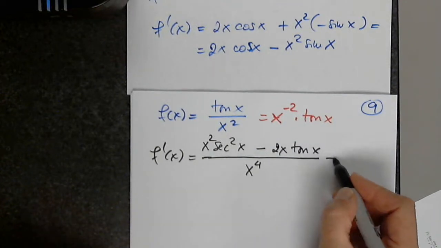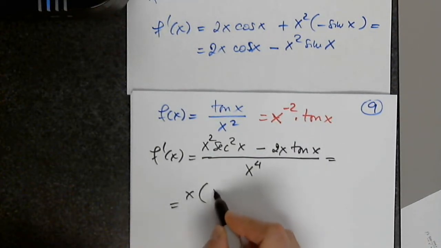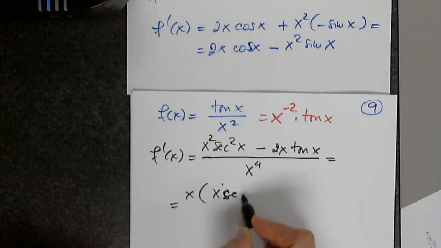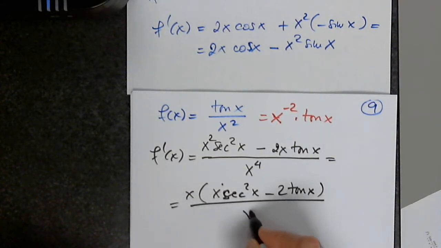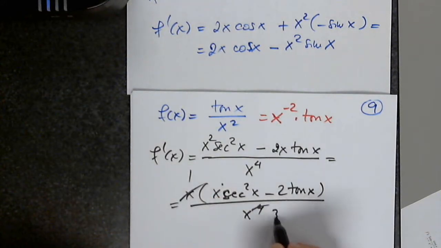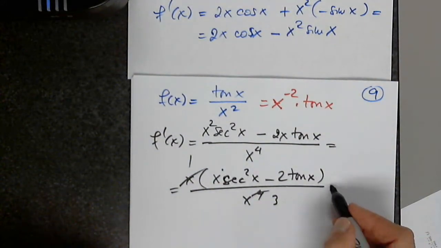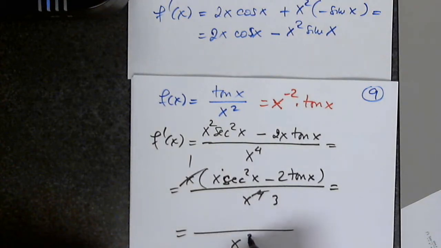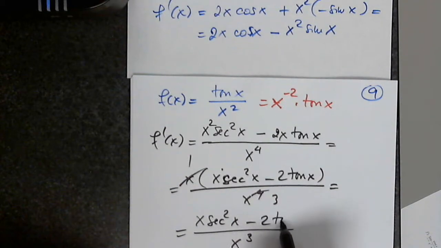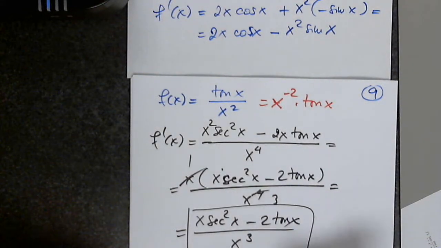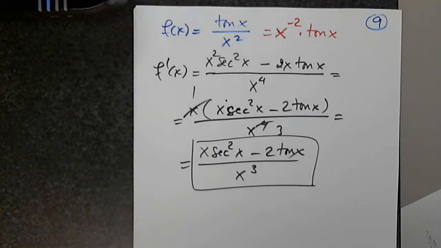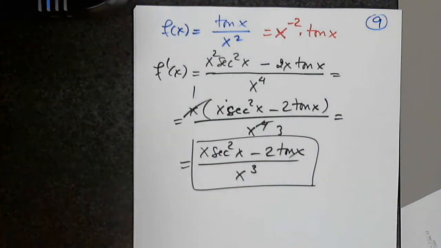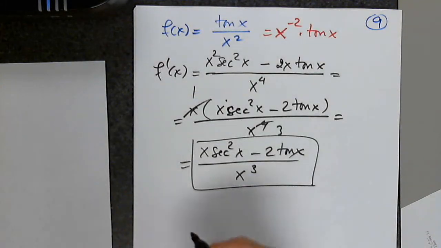Okay, I cannot finish this before I take x out. X times secant squared x minus 2 tangent x over x to the fourth, and I'll take 1 x away from the top and from the bottom. So the simplified form has x to the third in the denominator and x secant squared x minus 2 tangent x. Any questions? Okay, last problem in 3.3.